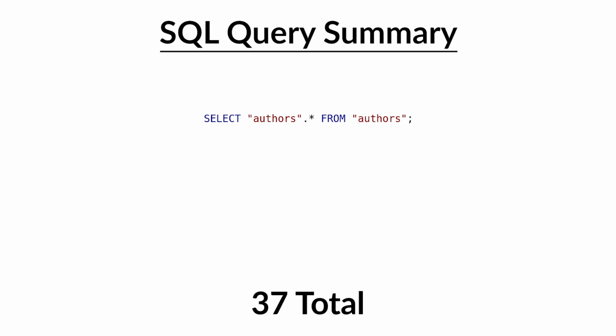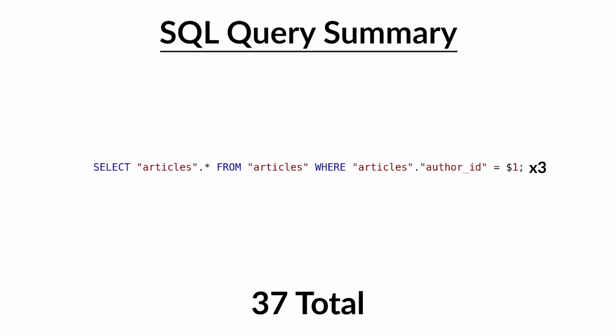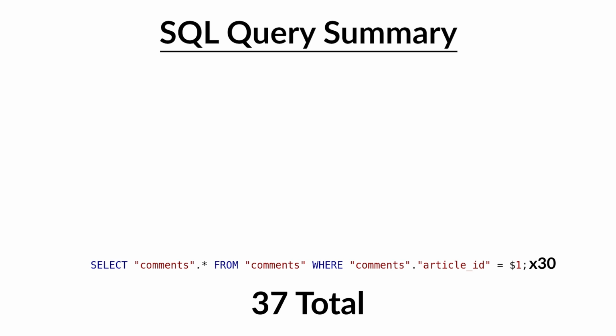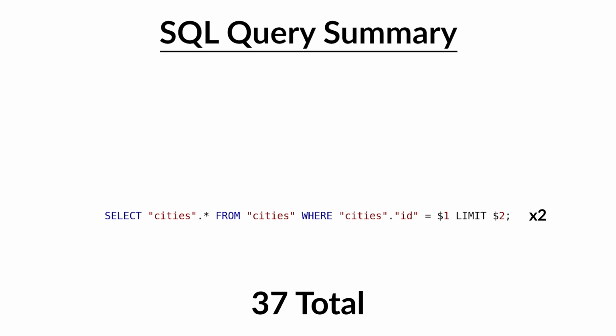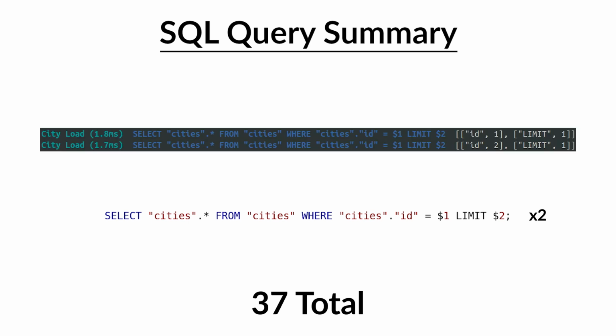So after we get all the authors, each time we ask an author for its articles, we get a SQL query, and each time we ask an article for its comments, we get a SQL query. Interestingly, we only get 2 queries asking for a city, even though we ask all 3 authors for their city.